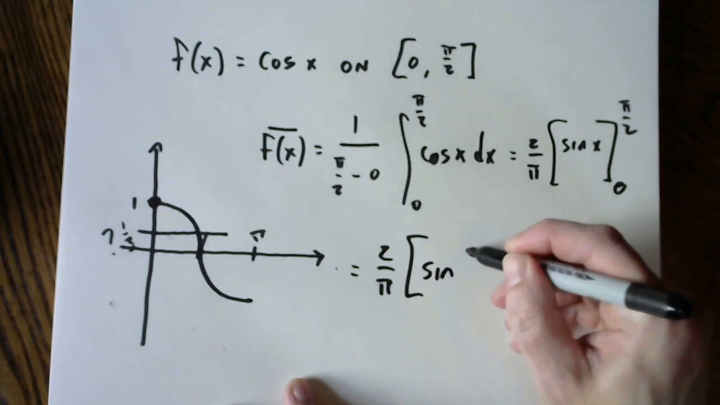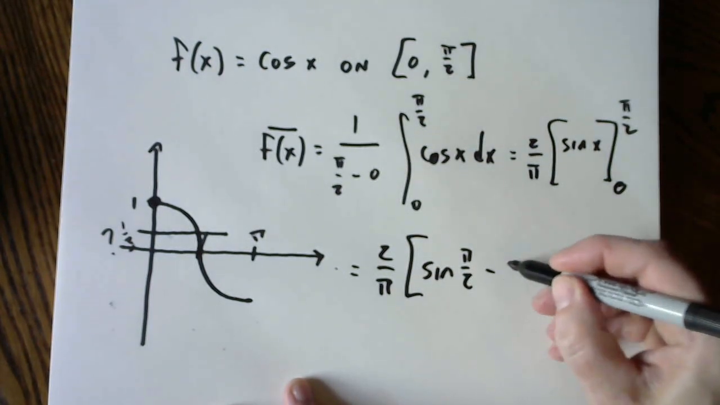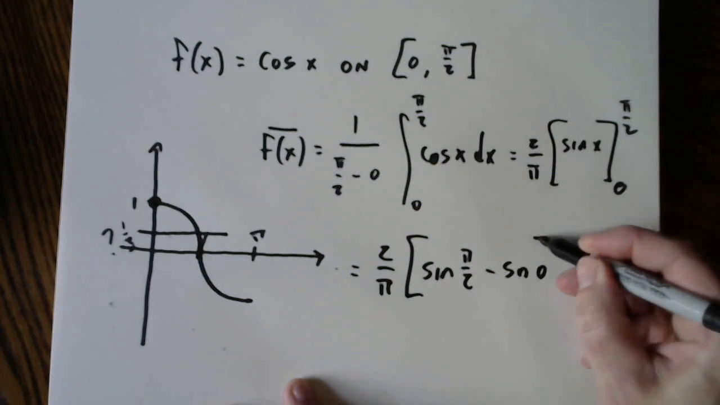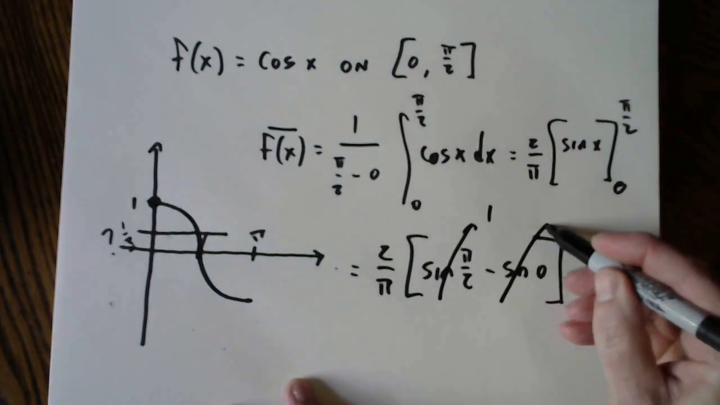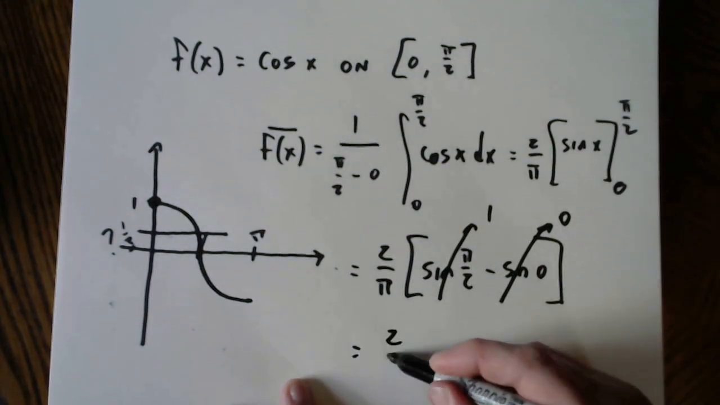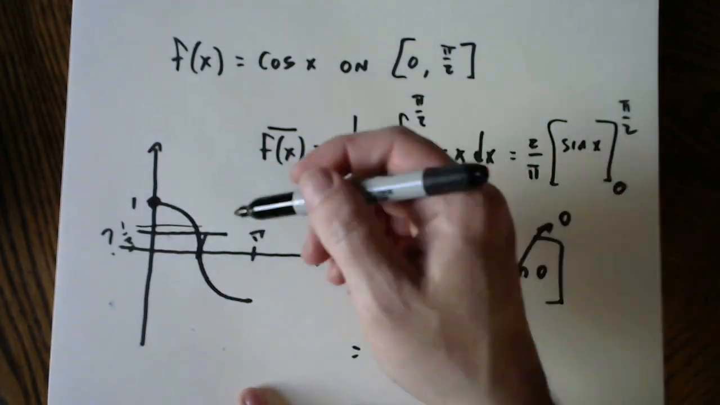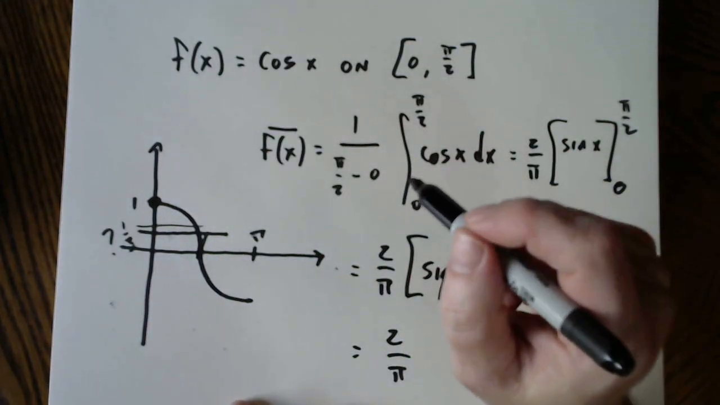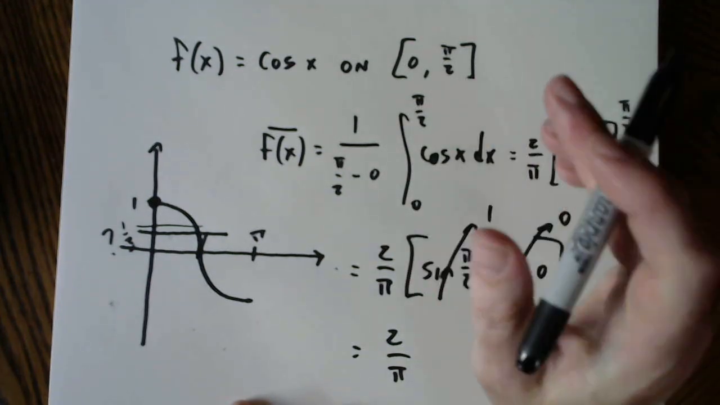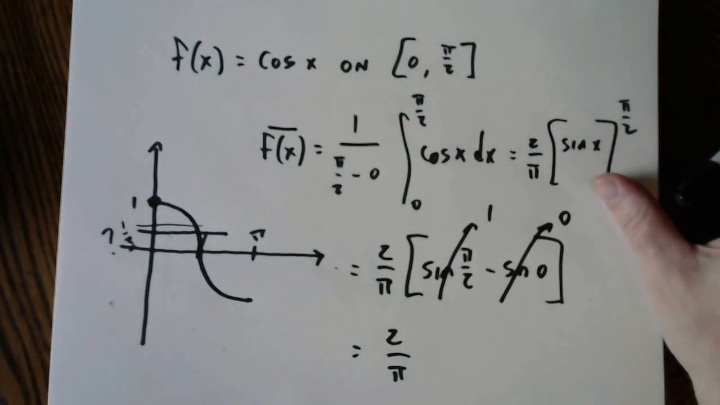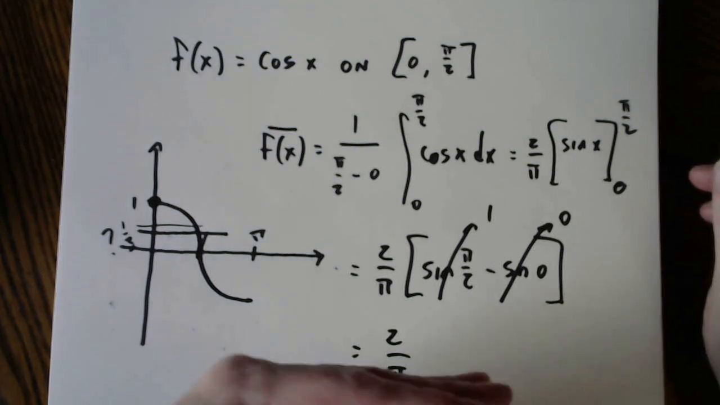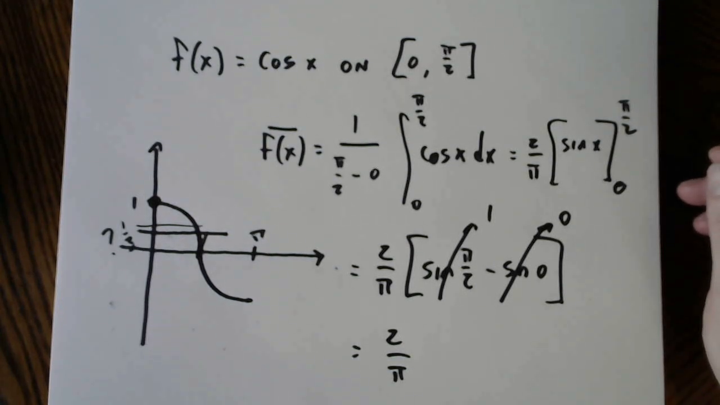Sine of pi over 2 minus sine 0. So this is 1. This is 0, so my average is 2 over pi. That's more like 2/3. But I'll buy that. So again, not a very sophisticated problem. It's really just a glorified way to get you to practice integration.